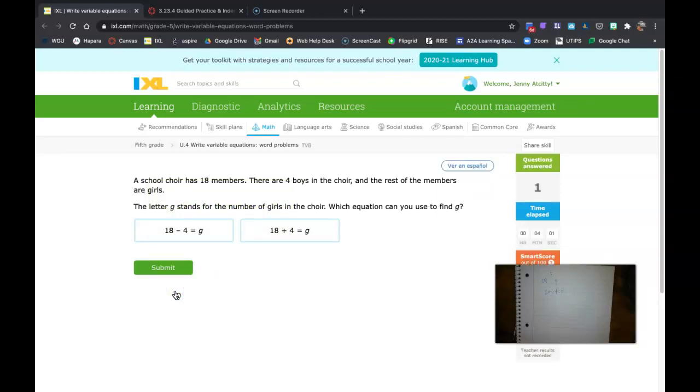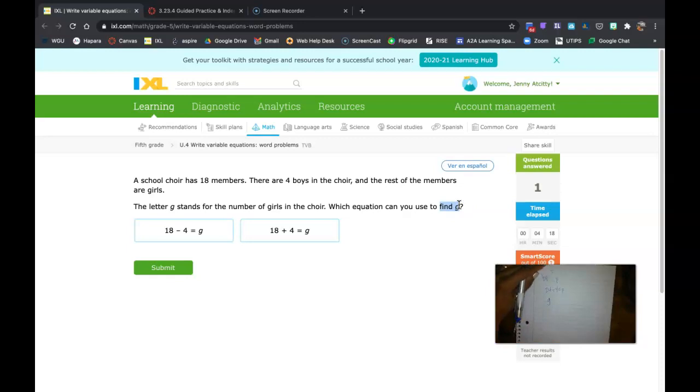Let's do another one. A school choir has 18 members. There are 4 boys in the choir, and the rest of the members are girls. The letter G stands for the number of girls in the choir. Which equation can you use to find G? So I'm trying to solve for G.